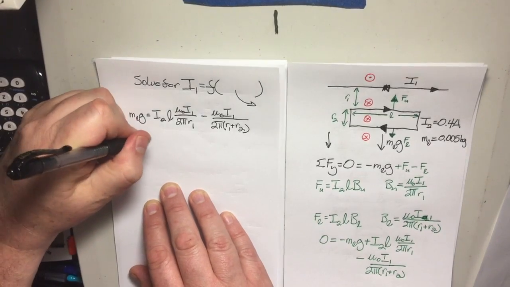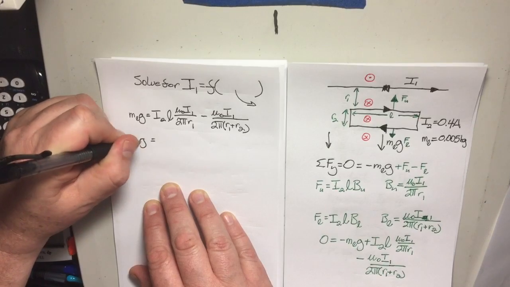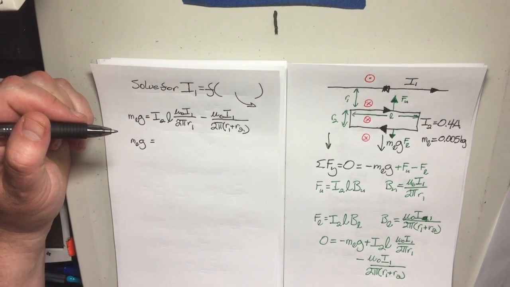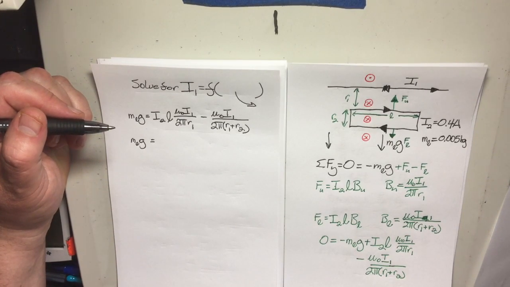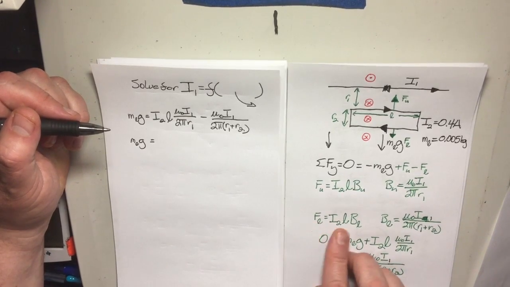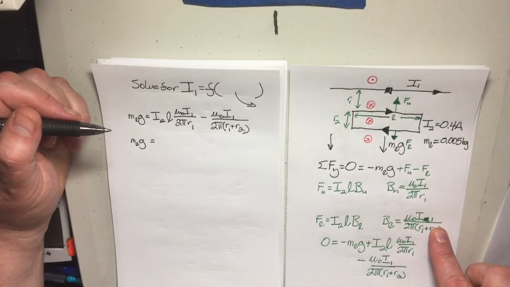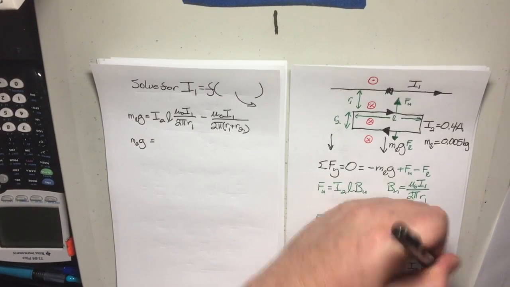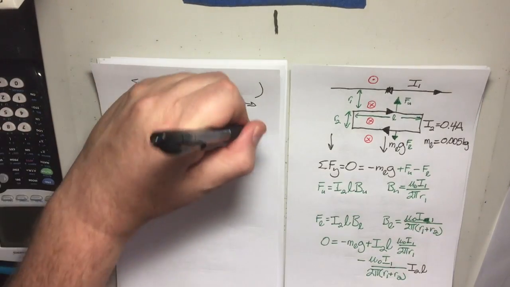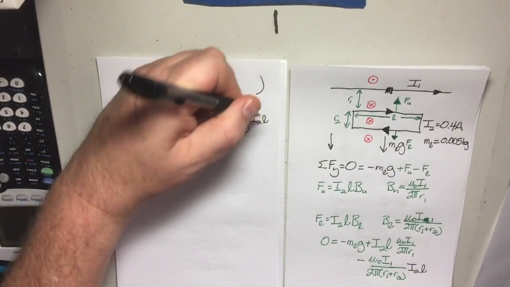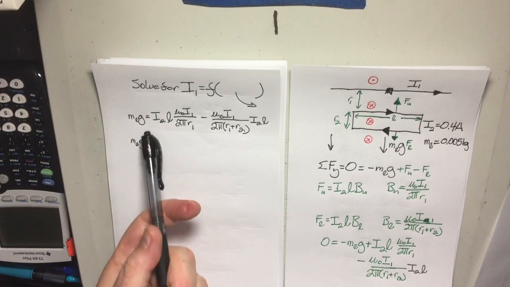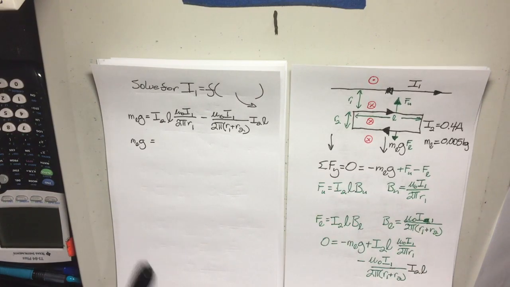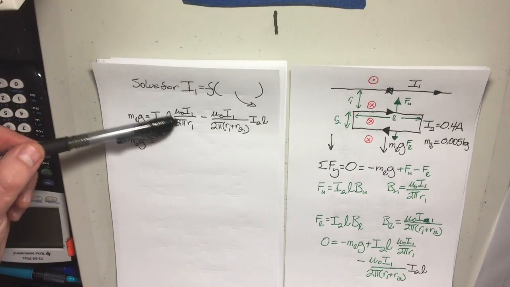Factor stuff out. mLg, because really the numbers don't matter. Oh, and what did I forget? F lower is I2 L B lower. B lower is this. So this needs another I2 L. Really the I2s are the same because it's the same current going through the wire. The L's are the same, it's the same length. But the B field changes. It changes from this to that.